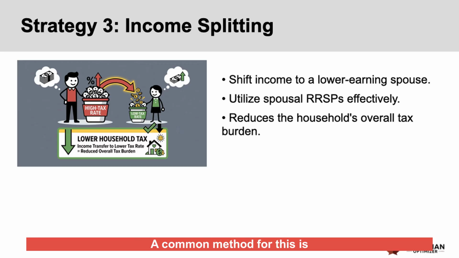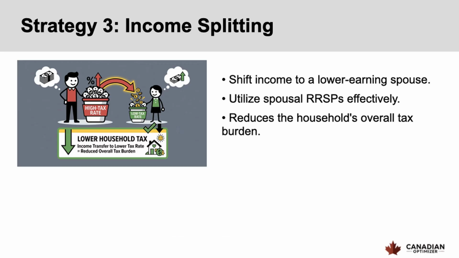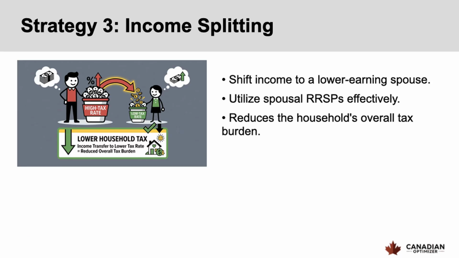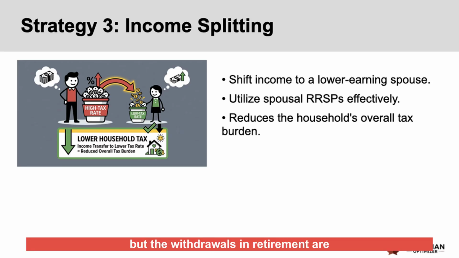A common method for this is contributing to a spousal RRSP. The higher income spouse contributes to an RRSP in their partner's name, receiving the deduction, but the withdrawals in retirement are taxed in the hands of the lower income spouse. This can result in significant tax savings over the long term, making it an essential consideration for couples planning their finances.